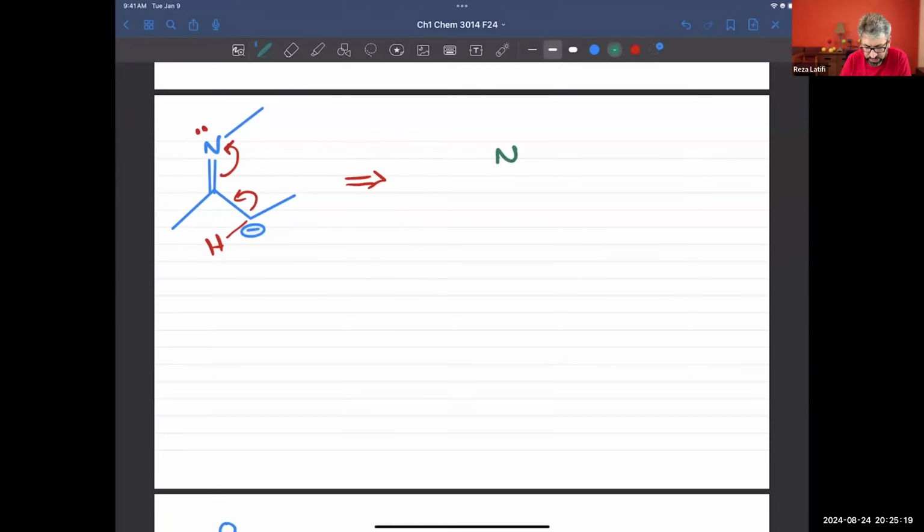That's going to give us nitrogen. Nitrogen will get 2 lone pairs, and then it will have a single bond with carbon. Double bond here with this carbon, and then you have that one. As you see, the double bond used to be there, and now the double bond moved here.